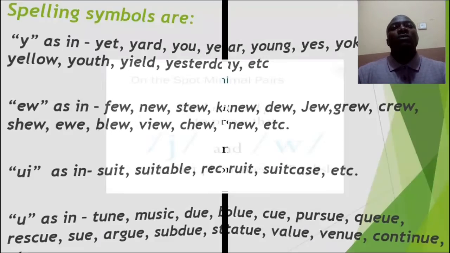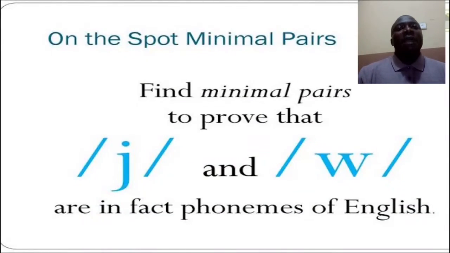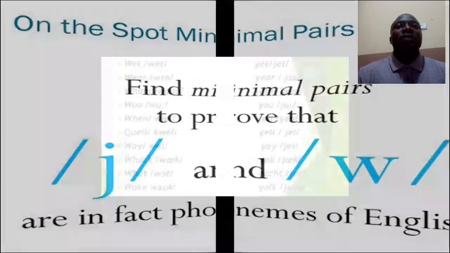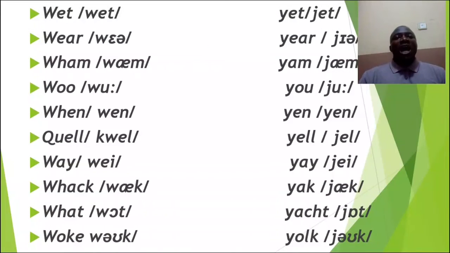Now we have minimal pairs. We find minimal pairs to prove that /j/ and /w/ are in fact phonemes of English. That is what we are going into now. Minimal pairs, we have /w/ and /j/ sounds. We have wet and yet. We have where and yeah. We have warm and yam.